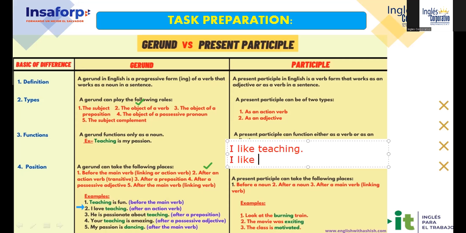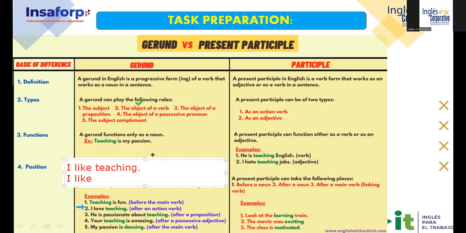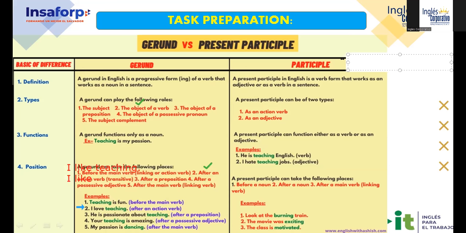Vamos a hacer una pequeña comparación. Para eso, vamos a leer este apartado que está acá. Ya regresamos con el ejemplo. Participle. A present participle in English is a verb form that works as an adjective or as a verb in a sentence. ¿Qué es un participio? Un participio también tiene la forma -ing.